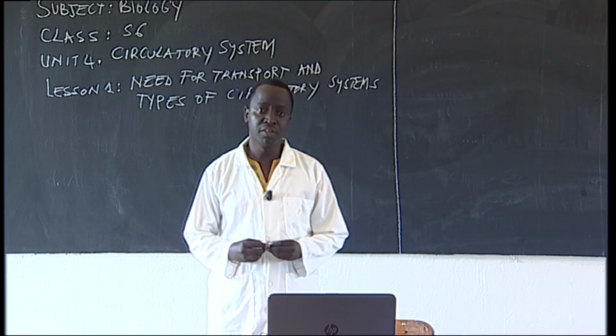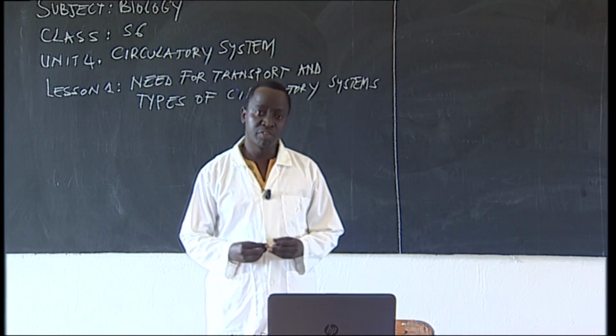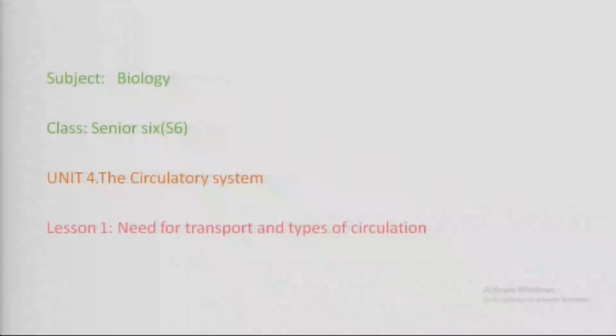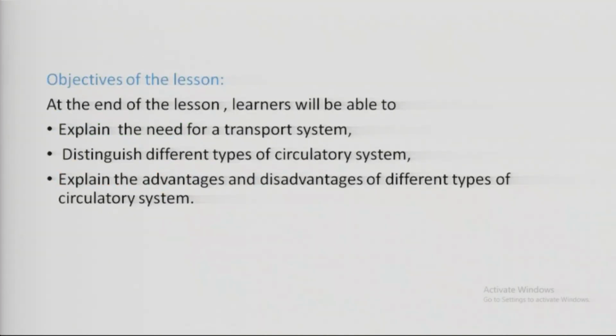Today's lesson is about the need for transport and types of circulatory system. It is unit number 4, which is called circulatory system. Why does an organism need a transport system?